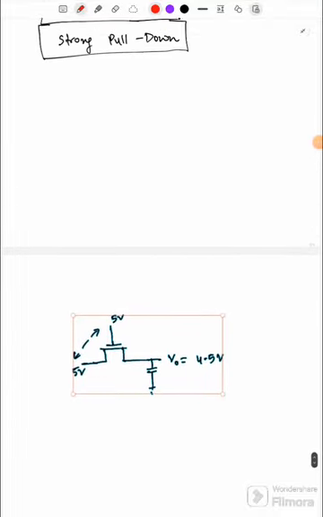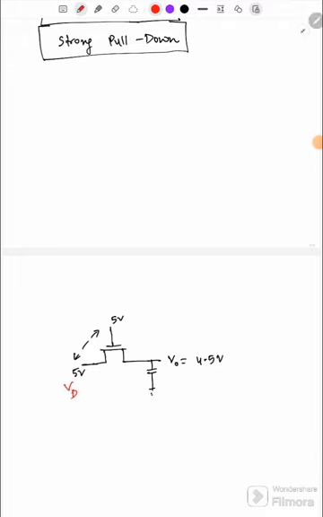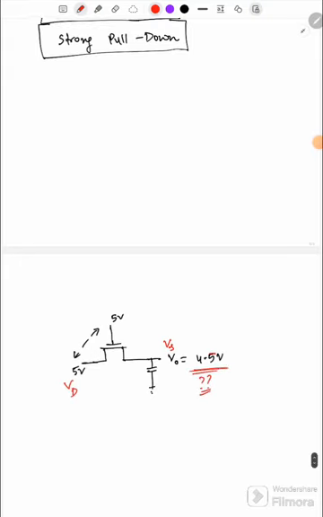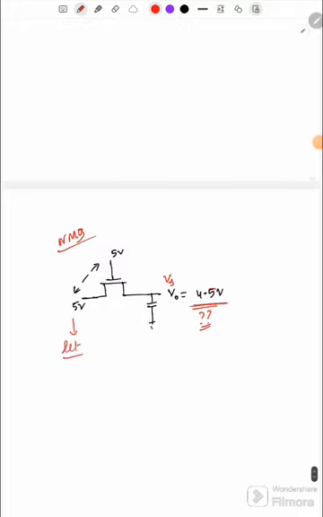So here is the same MOSFET, the same condition. Here we are applying 5 volt to the drain, and to the source we are checking whether it can reach 4.5 volt or not. If this is the source, let us assume, because source and drain are interchangeable in a MOSFET, let VS equal 5 volt.